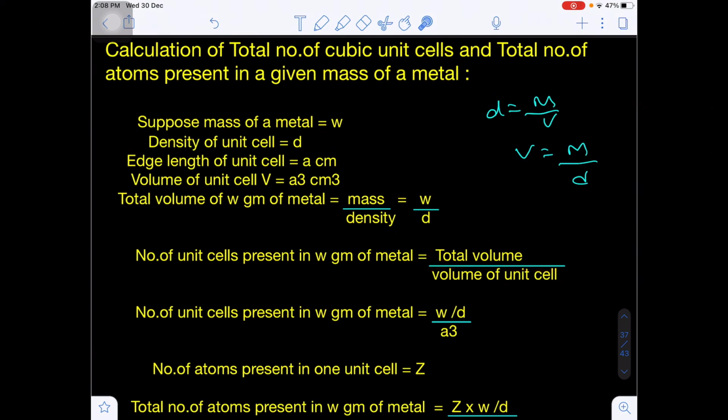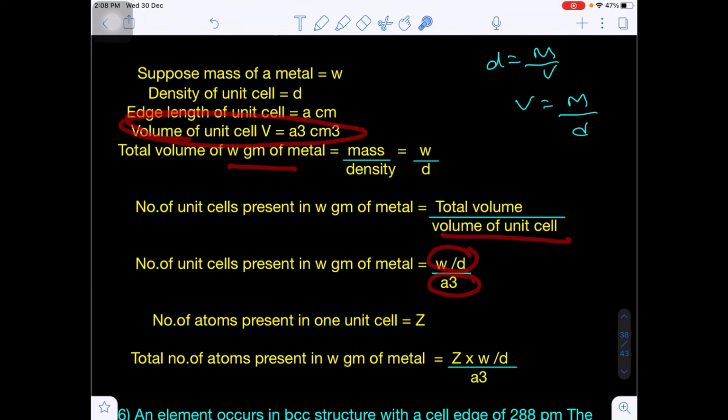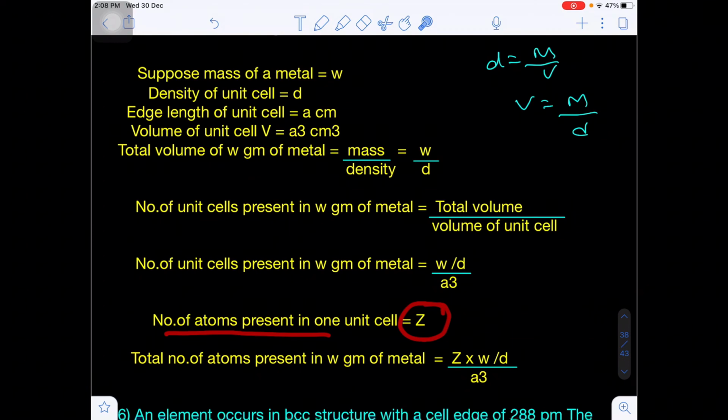So what will be the total volume here? W grams of metal, so W by D. And what will be the volume of a unit cell? We know the volume of a unit cell with the help of the edge length is A cube. So this will be the number of unit cells present in the W grams of the metal. And one more important thing: let's suppose the number of atoms present in one unit cell is Z. So how many atoms will be present in the W by D whole divided by A cube unit cells? That will be Z into W by D whole divided by A cube.